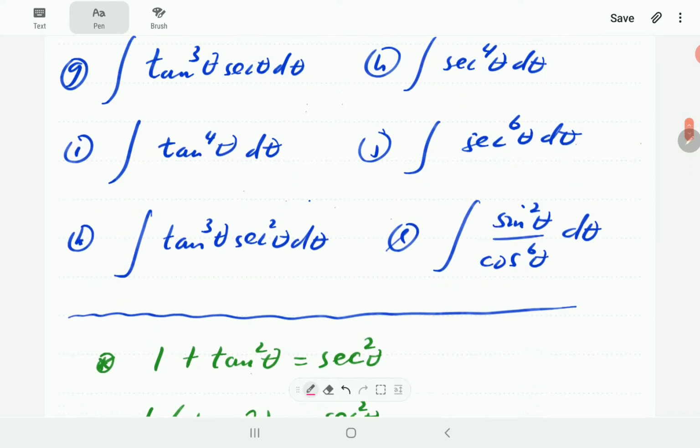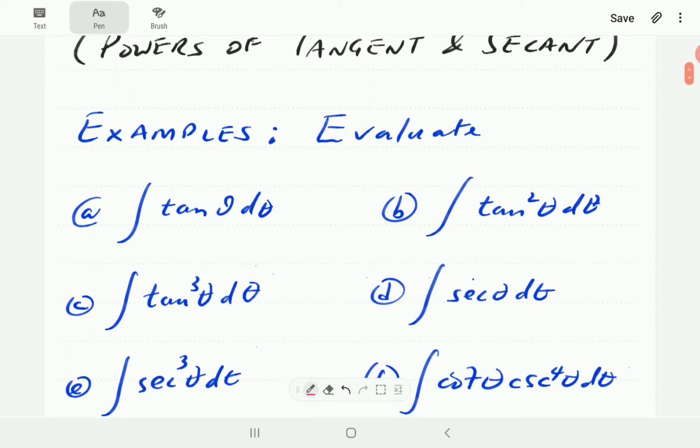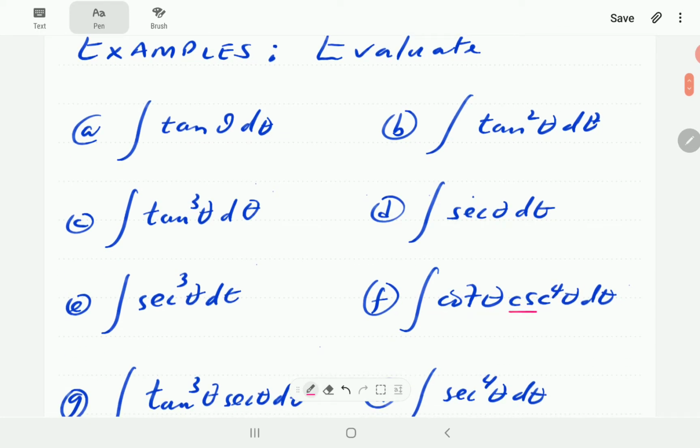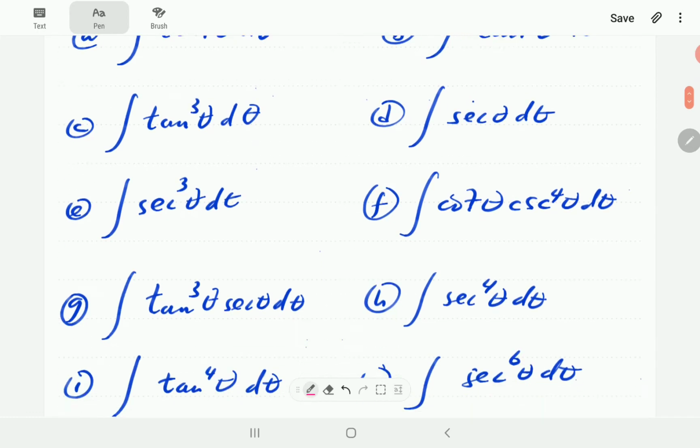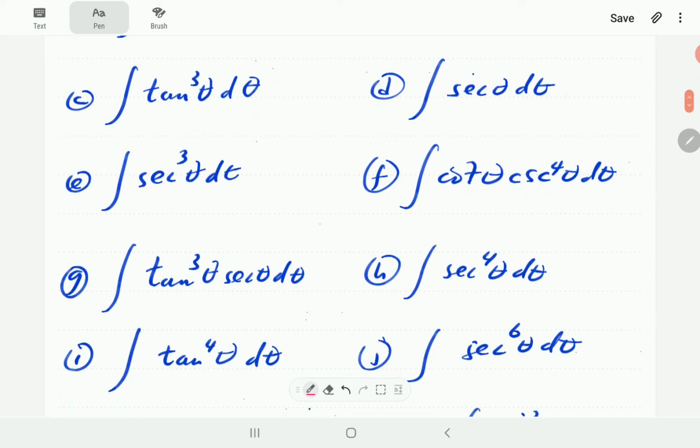All right, so in our examples, we're first going to start with the powers of tangent, power 1, here, power 2, power 3, then secant to the power 1, we skip secant to the power 2, I'll tell you why. Then here we look at cotangent.